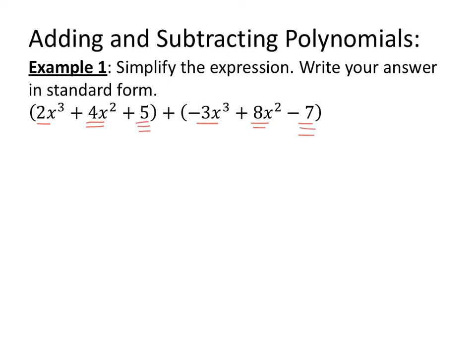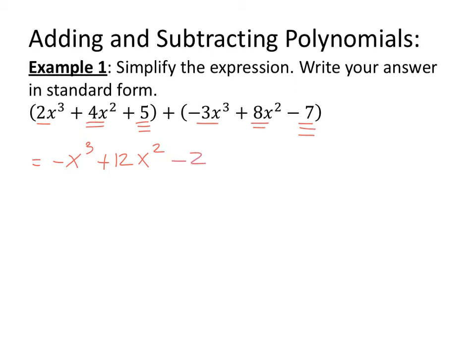So to add these, I'm just going to go piece by piece. I'm going to do the 2x cubed plus a negative 3x cubed, which will give me a negative x cubed, or a negative 1x cubed. I just choose not to write the 1 there. And then our next piece, the 4x squared plus the 8x squared. 8 plus 4 is 12, so that's going to be plus 12x squared.